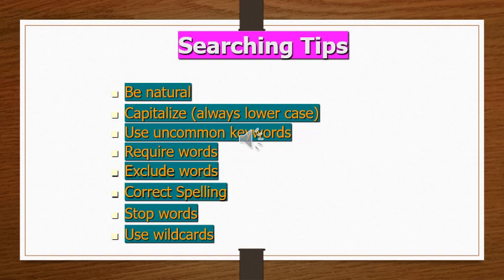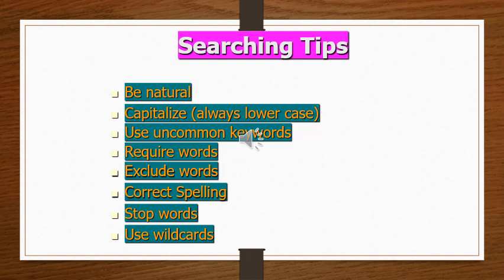When you want to use a required word, use the plus sign. And when you want to exclude a word, use the minus sign. And ensure that you use the correct spelling. Beware of the difference between English and American spelling, like color with C-O-L-O-R and colour with C-O-L-O-U-R.